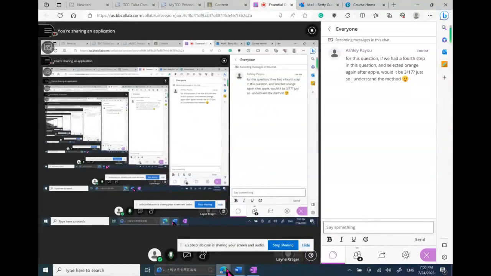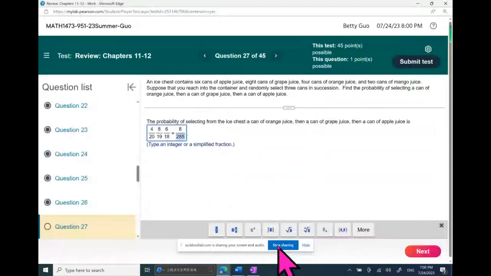Yeah, how many oranges are left if you already took 1 orange? You're right. Actually, you're right. Suppose we had one more step, but luckily we don't. We only have 3. Yeah, let me check the answer by using the calculator.